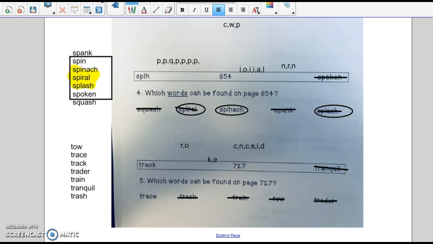Draw your dictionary page. First word on the page is track. Last word is tranquil. So tow and trace would be on the page before, most likely, or somewhere before it. Trash would be after it. What words go on the page? Trader and train. All right. Turn your page.